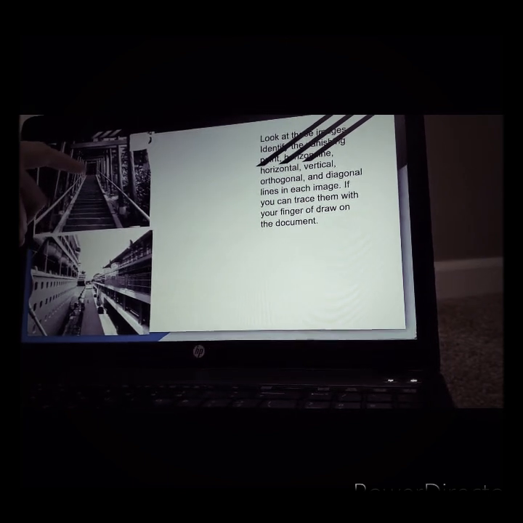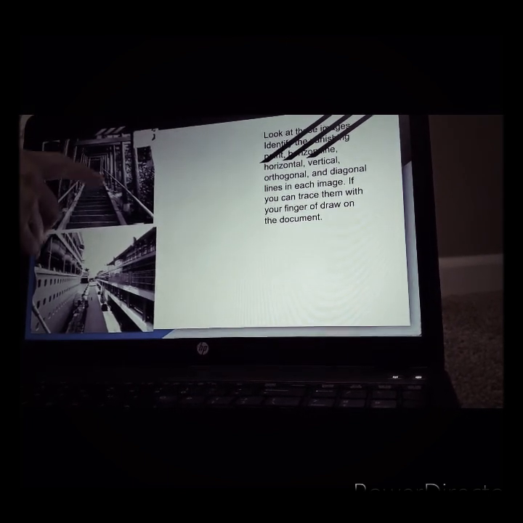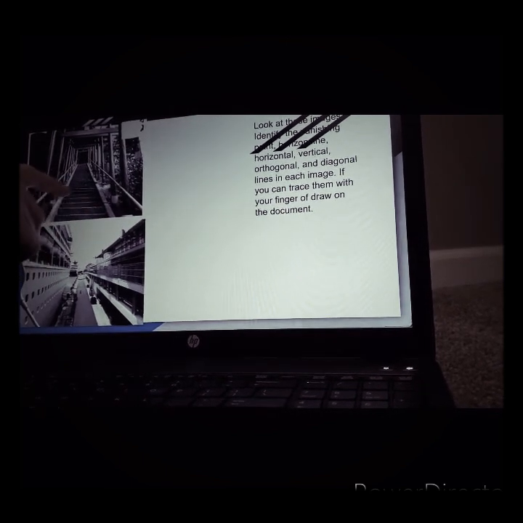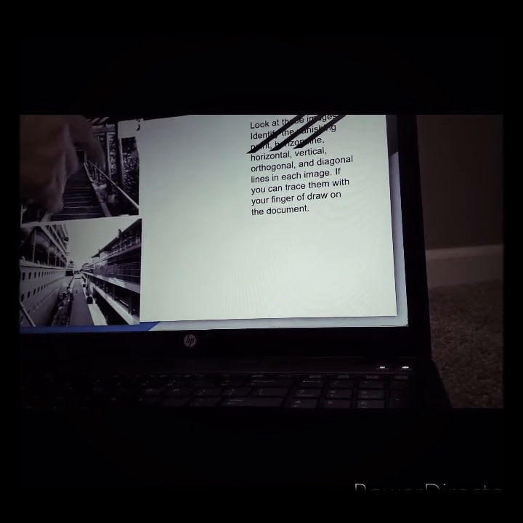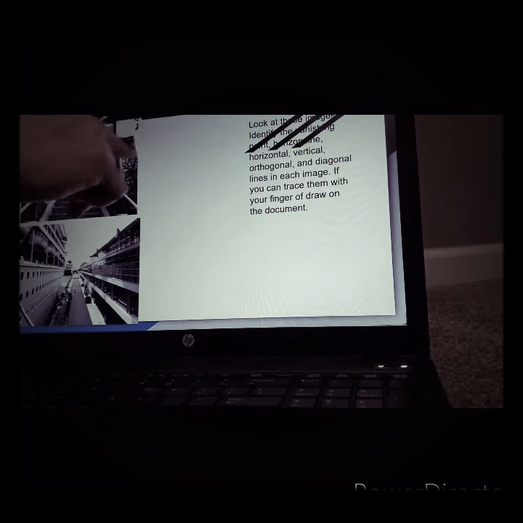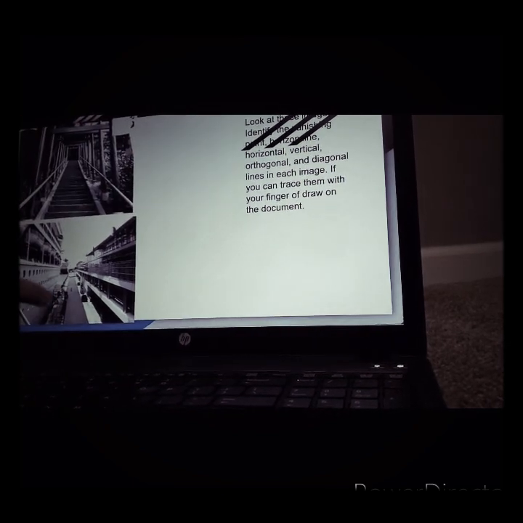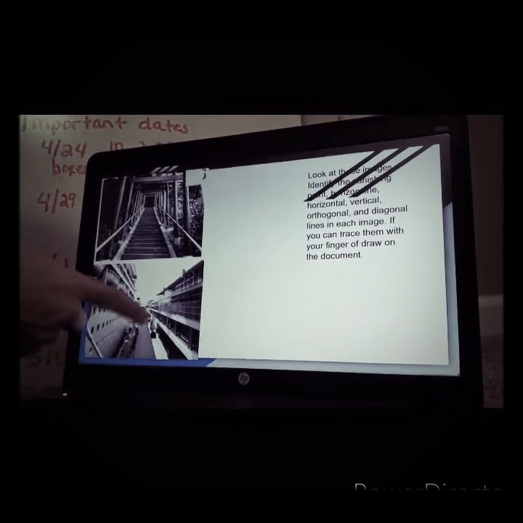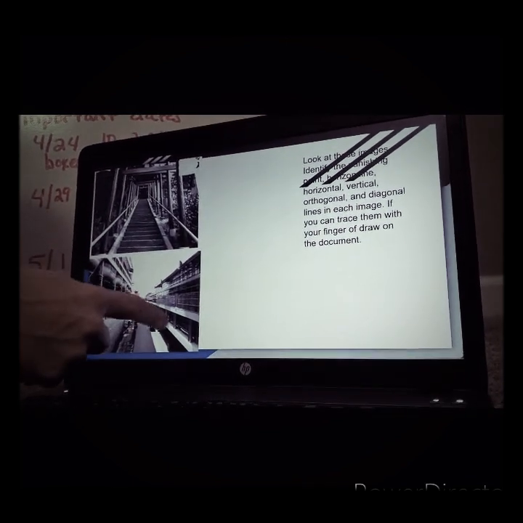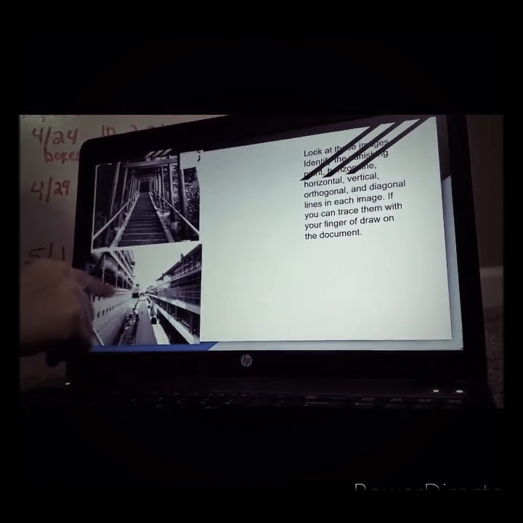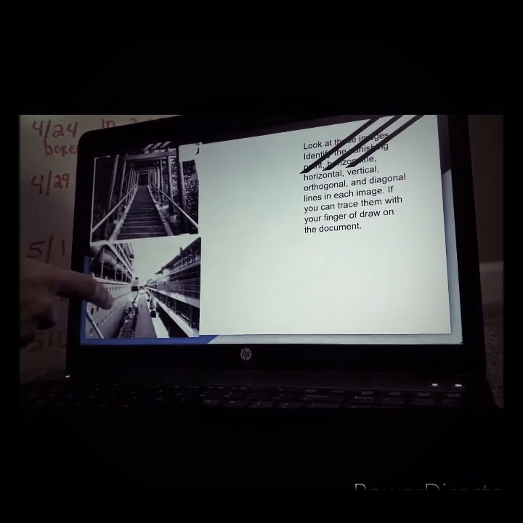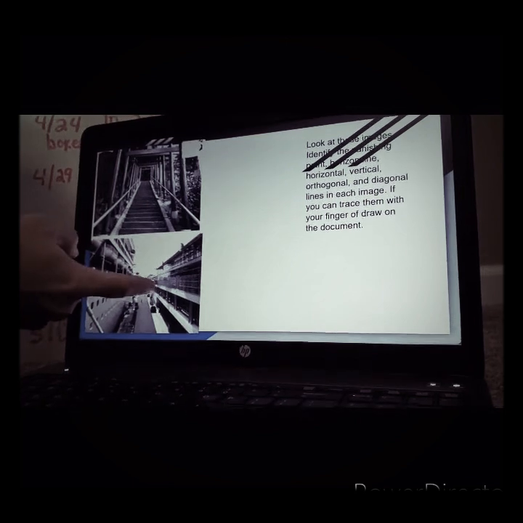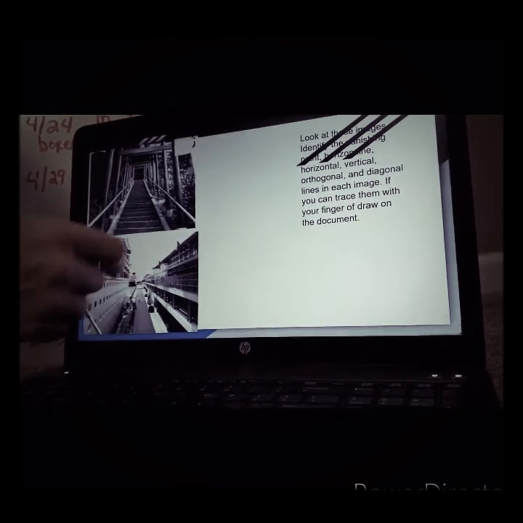So your vanishing point is up here. These are your orthogonal lines. These are your horizontal lines. These are your vertical lines. Your horizon line is going to be up here. Vanishing point is back here, your diagonal or orthogonal lines. These are your verticals. Your horizon line is back here. And here are some of your horizontal lines.